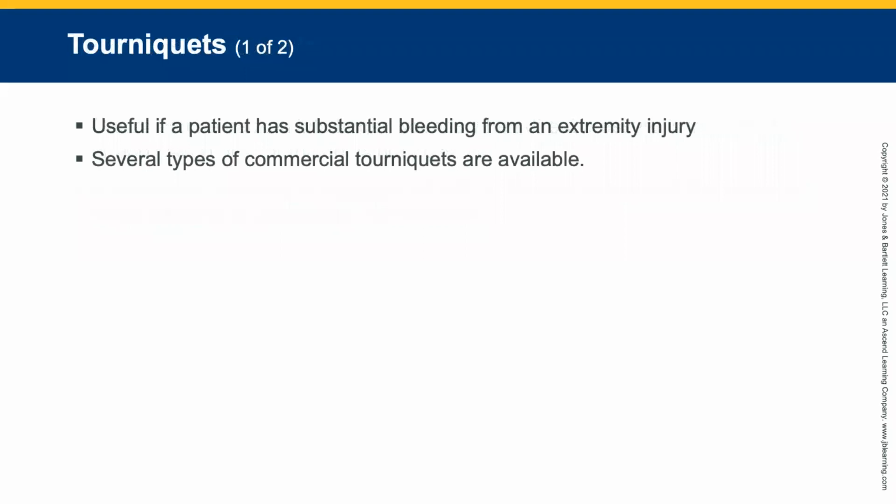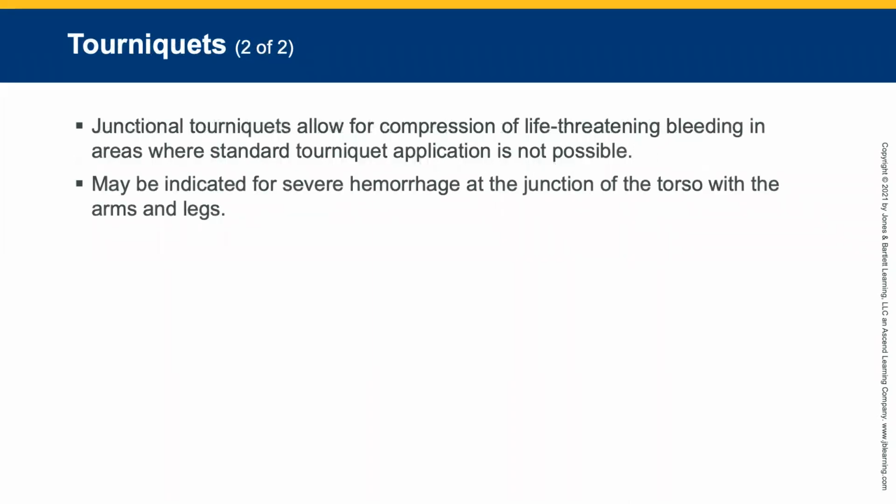Tourniquets: if direct pressure does not control the bleeding, apply an external commercial tourniquet, and then make sure you secure it. Junctional tourniquets apply proximal compression of life-threatening bleeding in areas where standard tourniquet application is not possible, such as the groin or axilla. This may be indicated by severe hemorrhage at the junction of the torso with the arms or legs.